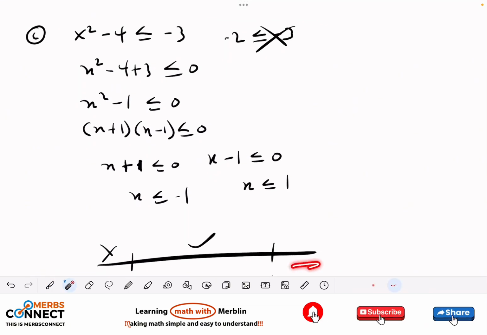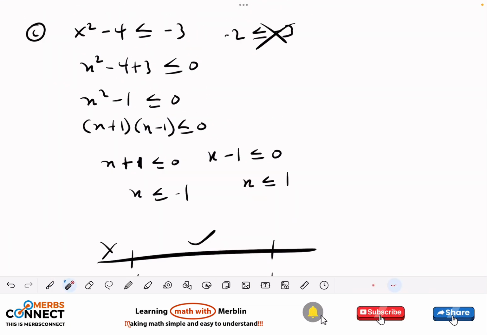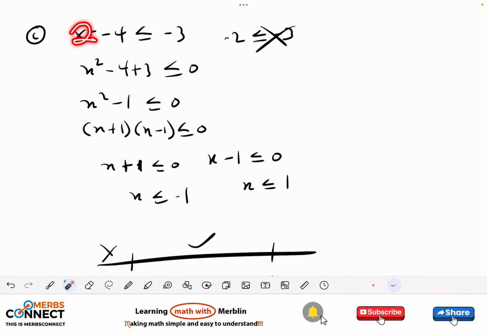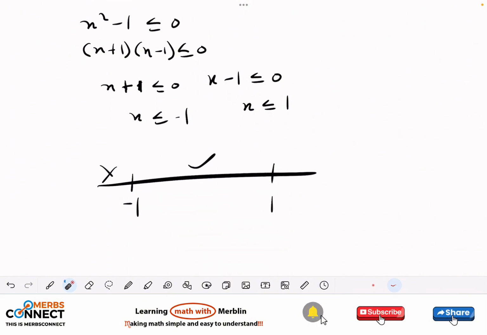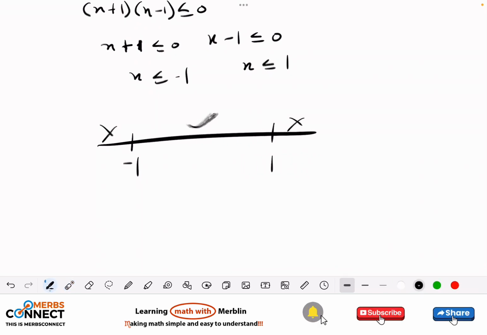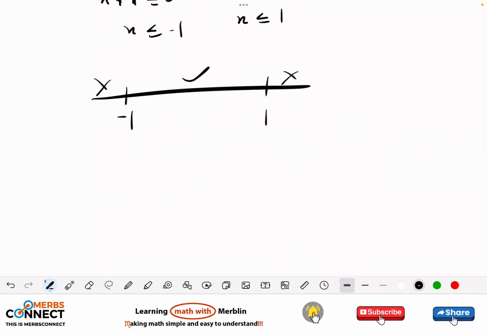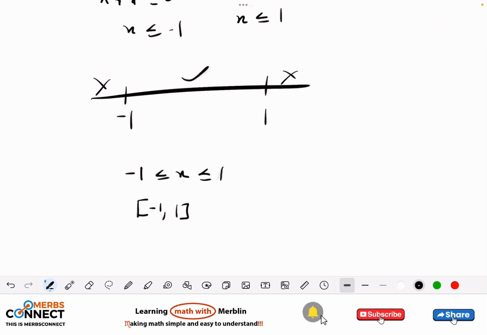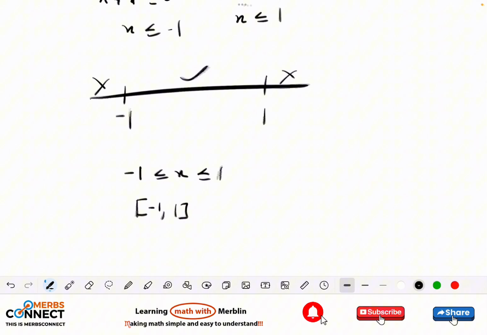Let's pick something like 2 here. 2 gives minus 2. Is minus 2 less than or equal to minus 3? No. So it means that this is also not going to work. So the interval for this is going to be minus 1 less than or equal to x less than or equal to 1, and this is the same as the closed interval minus 1 to 1. Good. So this is what we are going to get at the end of the day.